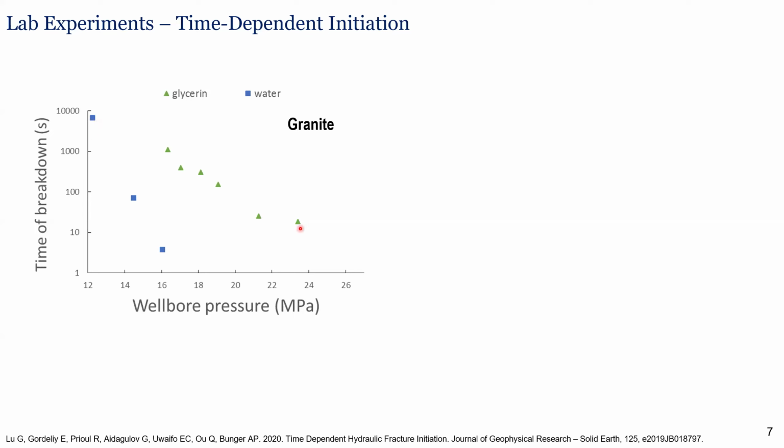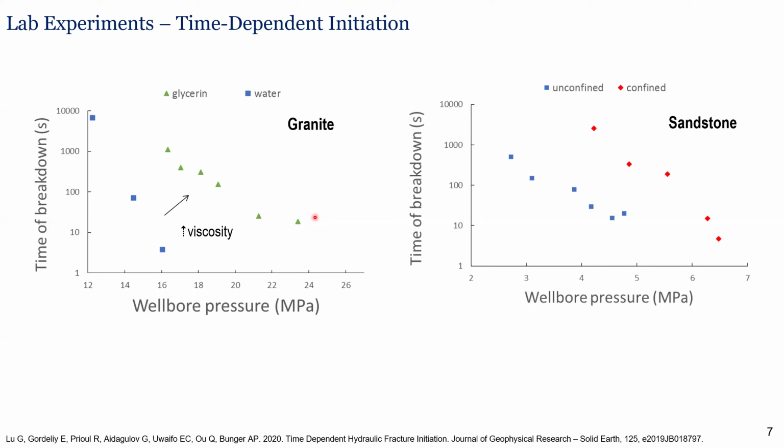With glycerin, the instantaneous breakdown pressure is higher, the slope is different, but the overall behavior is the same. So viscosity dependent, qualitatively the same, where there's this time dependence that persists over a wide range of time scales. Similar in sandstone, there's this persistence over a wide range of time scales. One of the things that's interesting in sandstone, this is a very permeable sandstone. So let me use that to transition to how we model this.